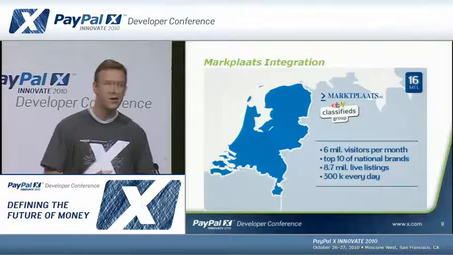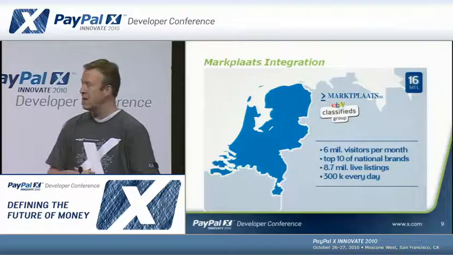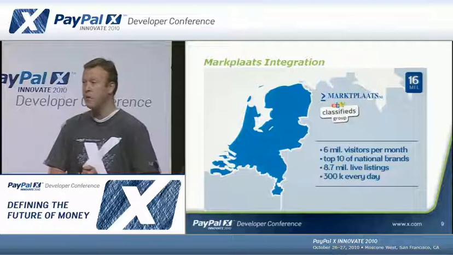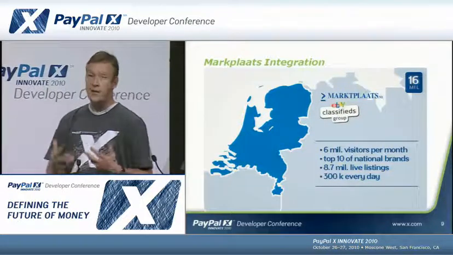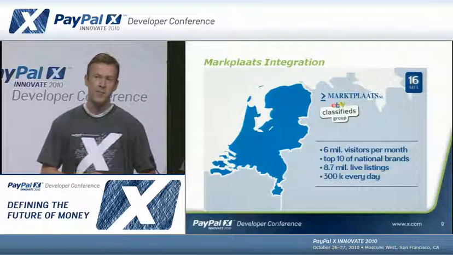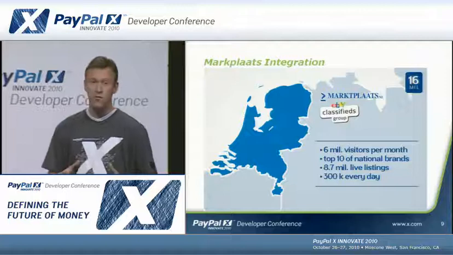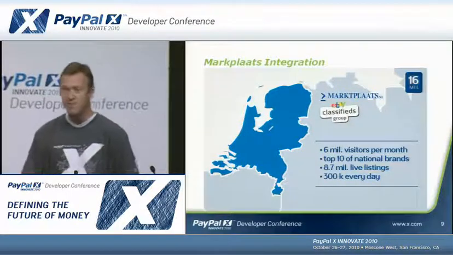I would like to share a very interesting case from the Netherlands. It's the largest classified site in the Netherlands, called Marktplaats in proper Dutch. The problem we were facing is we want to facilitate the fact that users of the classified site can open an account without leaving the platform. And fortunately, we're able to do that by using the new API, Create Account API. And I would like to show you a short video how we did it.